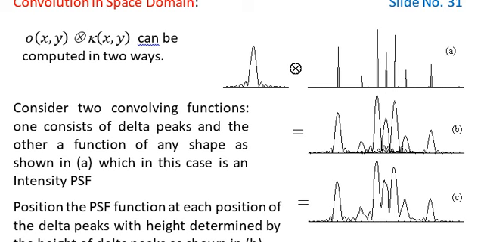Consider two convolving functions. One consists of delta peaks and the other is a function of any shape as shown in A, which in this case is an intensity PSF. In the figure, in the top row, the left one is kappa, the intensity point spread function, which is convolved with the object on the right, which consists of delta functions. So we are going to convolve kappa on the left with the object O on the right.